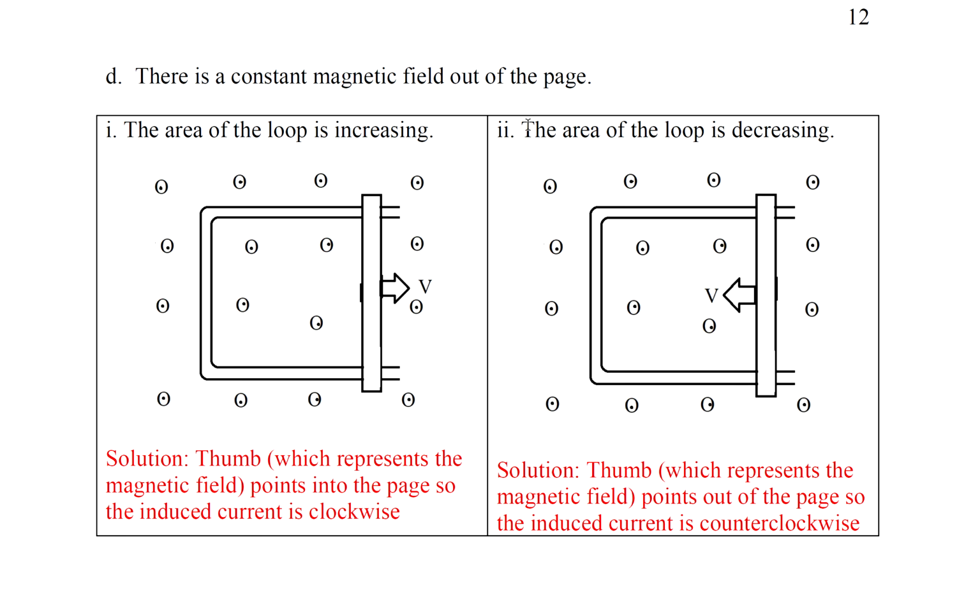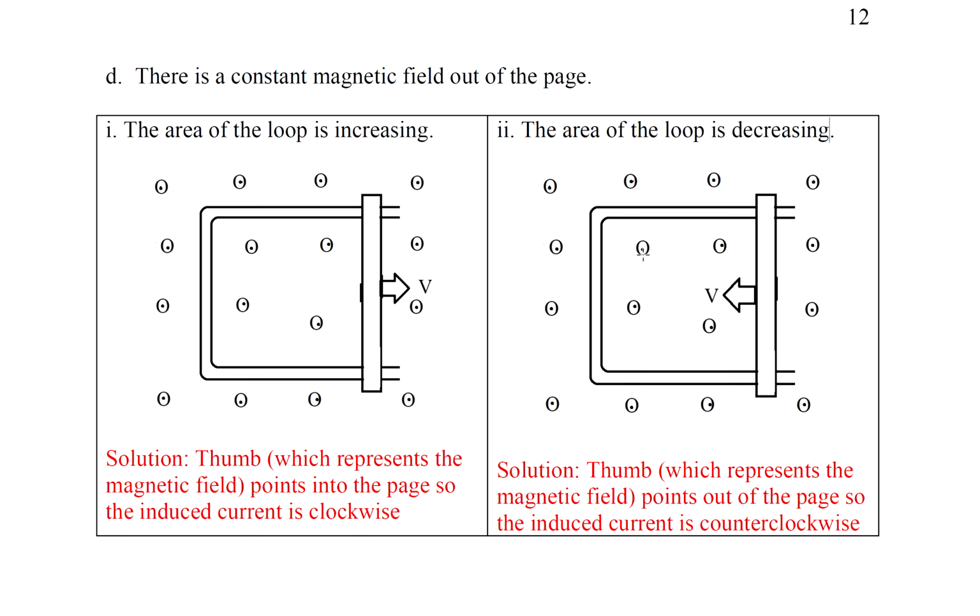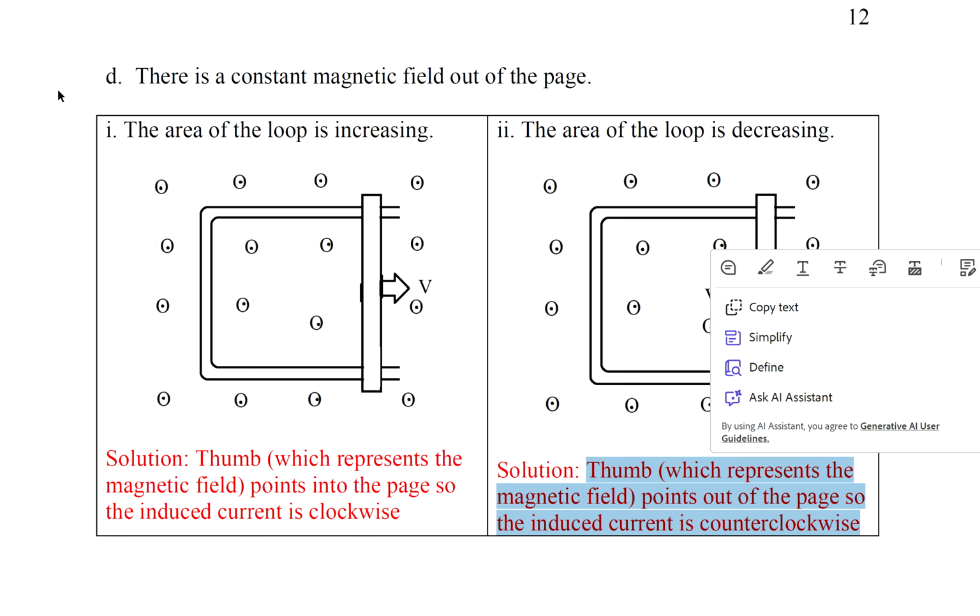Part II: the area of the loop is decreasing. Well, if these magnetic field lines are pointing out of the page and the area of the loop is decreasing, then we want our thumb to also point out of the page because we don't want to change the flux. So our thumb points out of the page, so the induced current is counterclockwise.